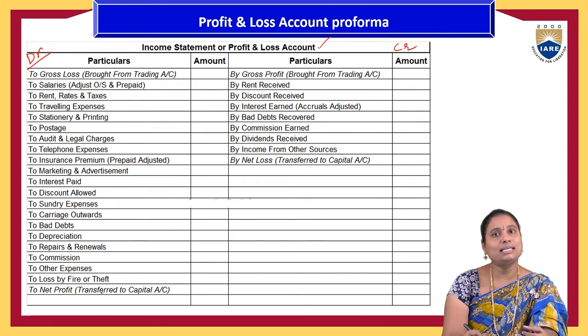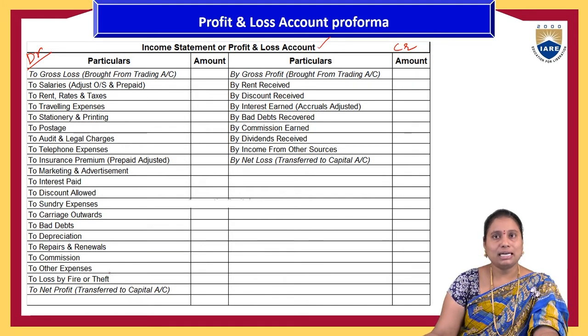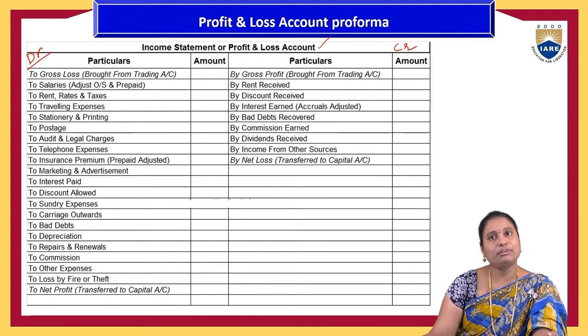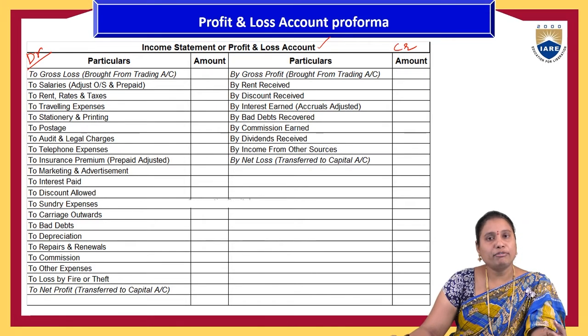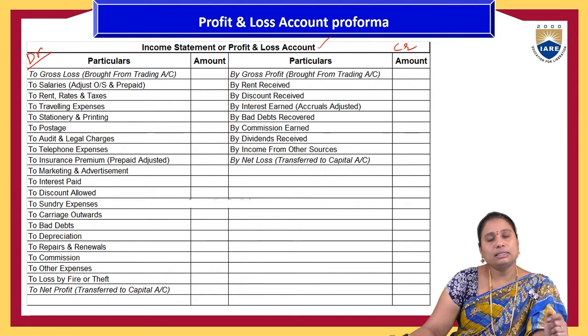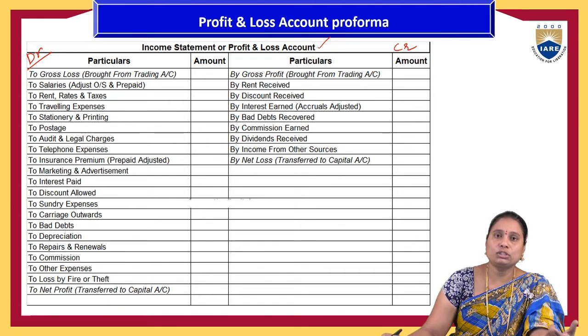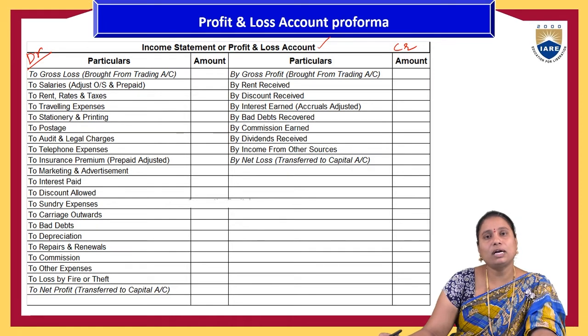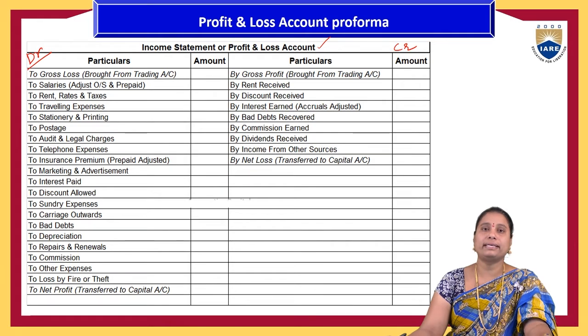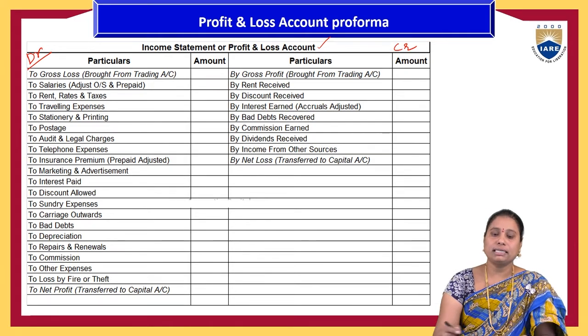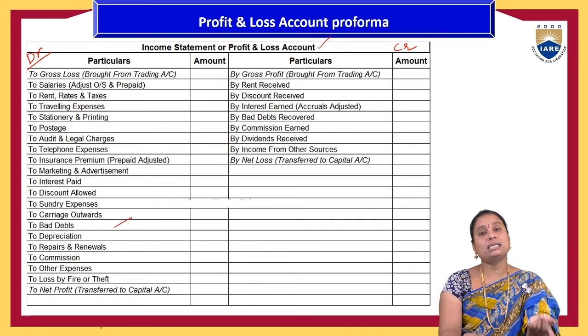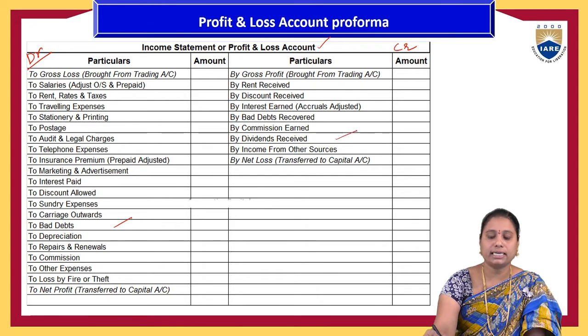Whereas on the credit side, if there is gross profit, then any rent received, interest received, bad debts recovered. For example, if bills receivable from debtors of the organization are 10,000 rupees, out of this 8,000 is paid and 2,000 is not paid, then that will be called bad debts. The unrecovered amount by the organization is called bad debts. If bad debts occur, they are mentioned on the debit side. If bad debts are recovered, they are mentioned on the credit side.